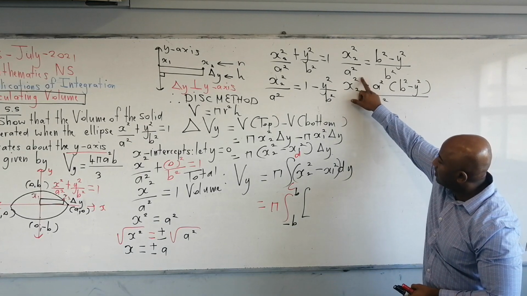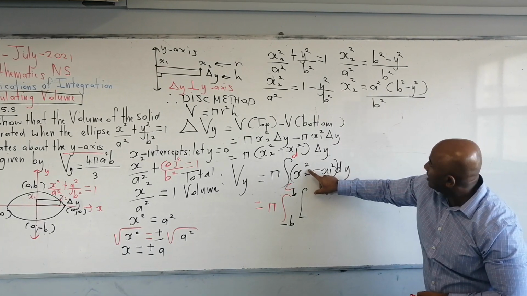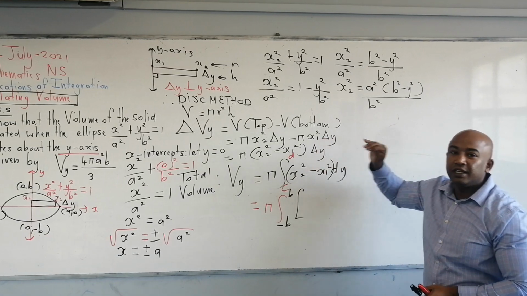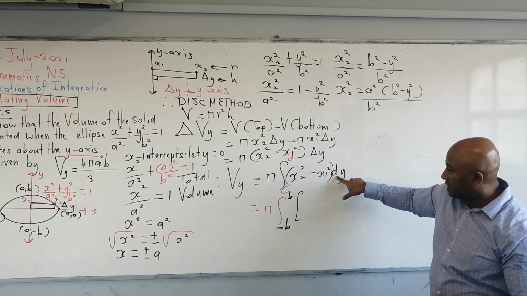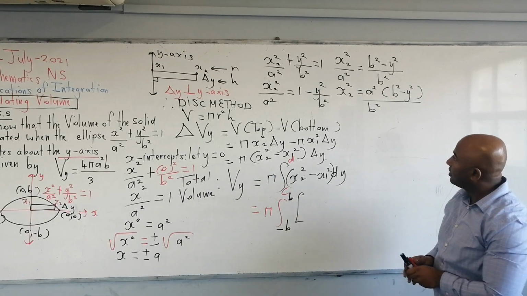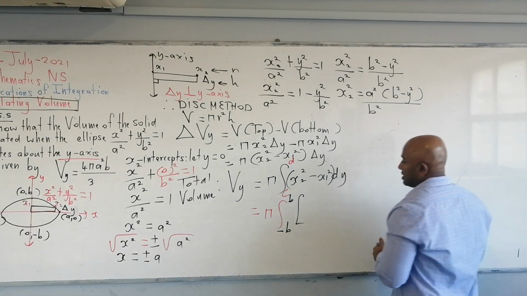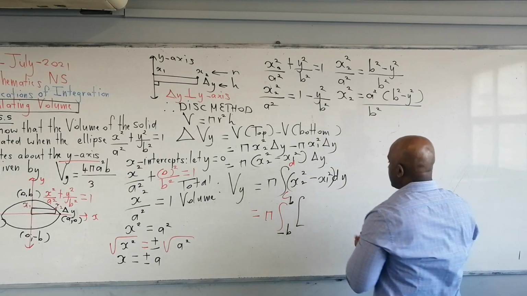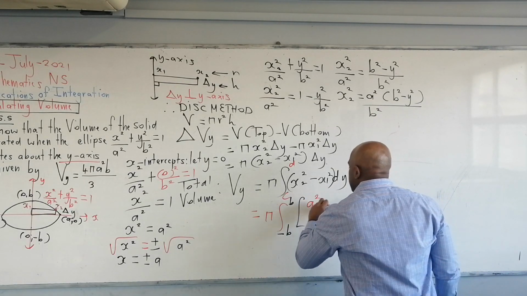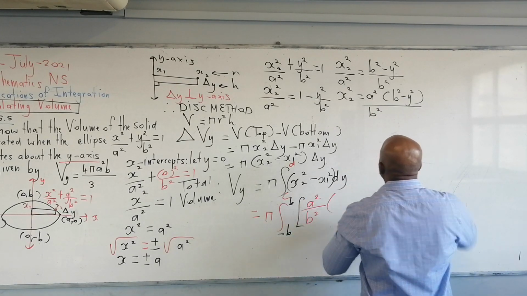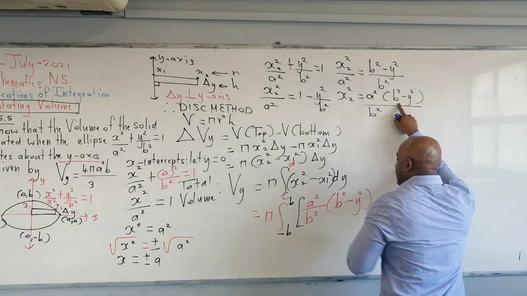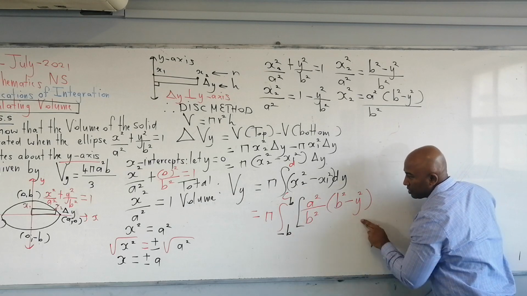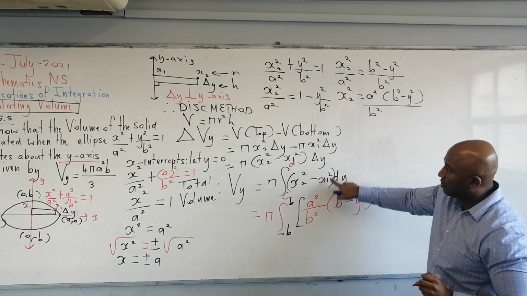x2 squared. There's x2 squared. The whole point here is to get x2 squared in terms of y, because we are integrating with respect to y. So x2 squared, let's substitute. My x2 squared is a squared over b squared, and that is b squared minus y squared. So that is my x2 squared minus x1 squared.